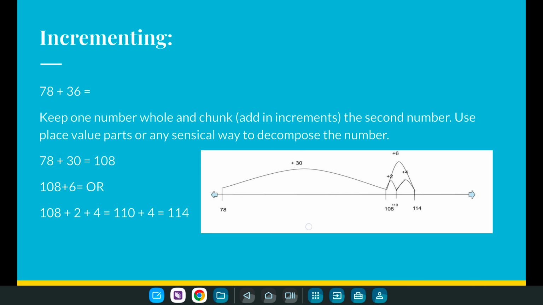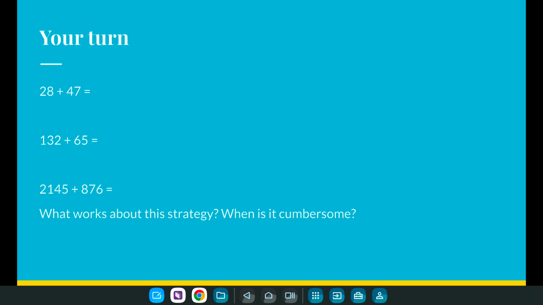All right, so we're gonna have some time to practice this strategy. Feel free to pause if you need time. Otherwise, we're gonna move forward. What would it look like with 28 plus 47?